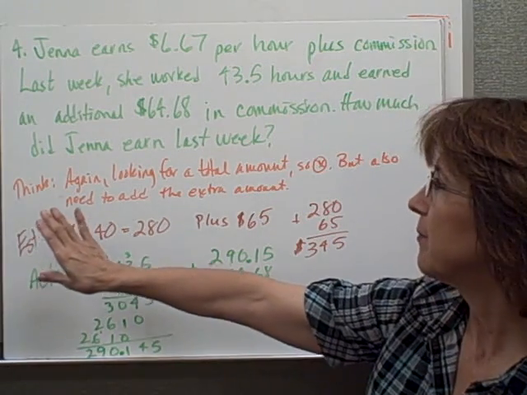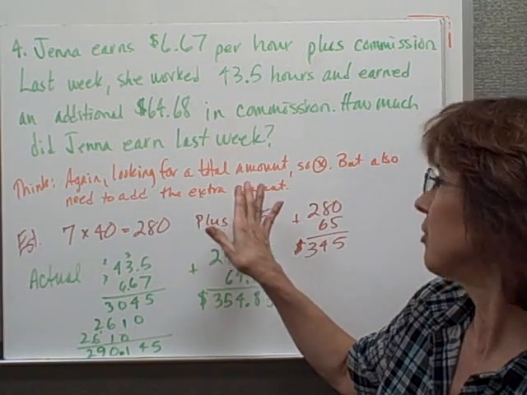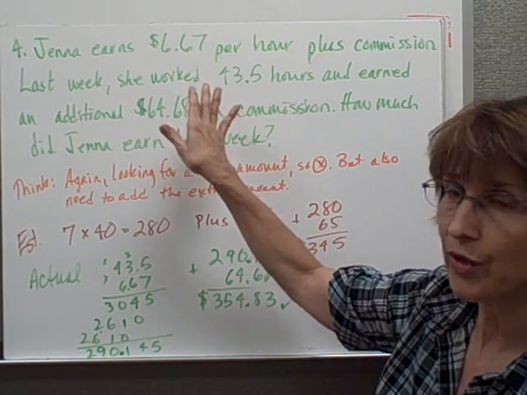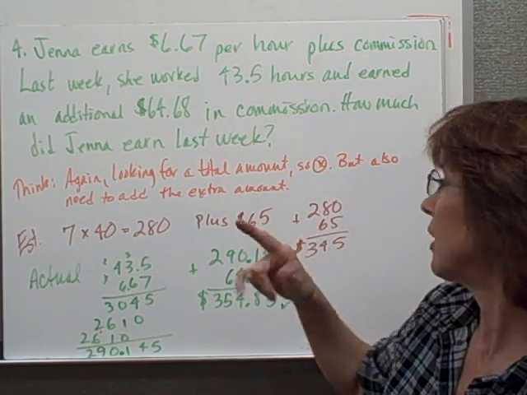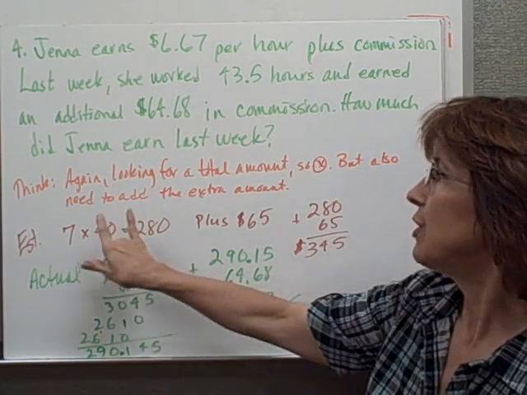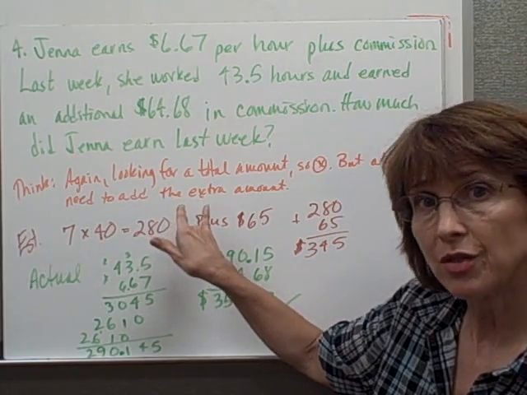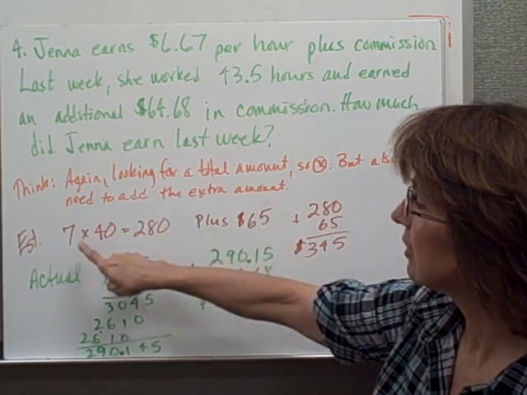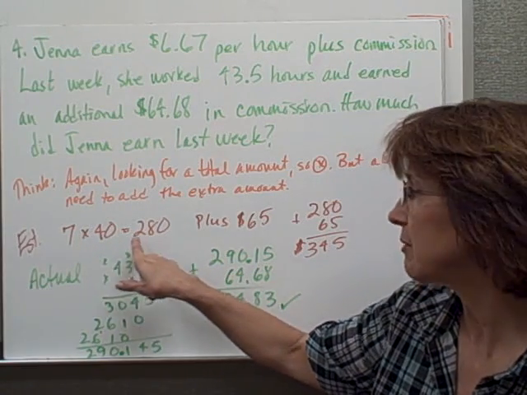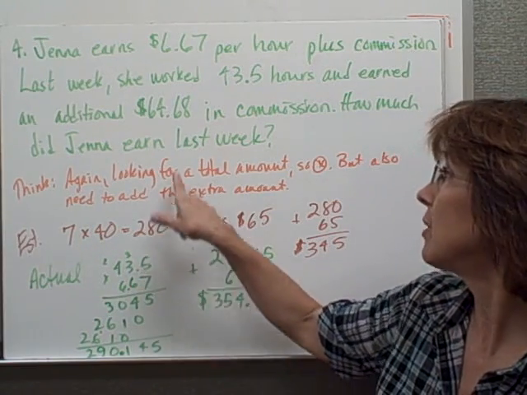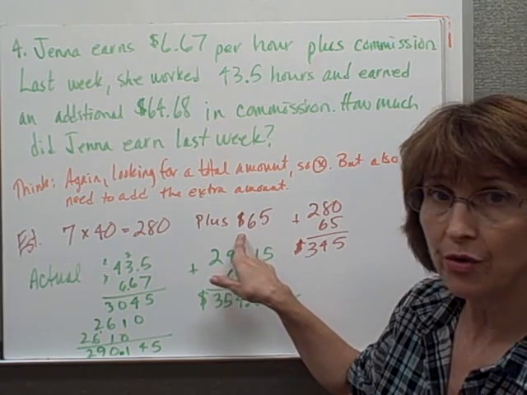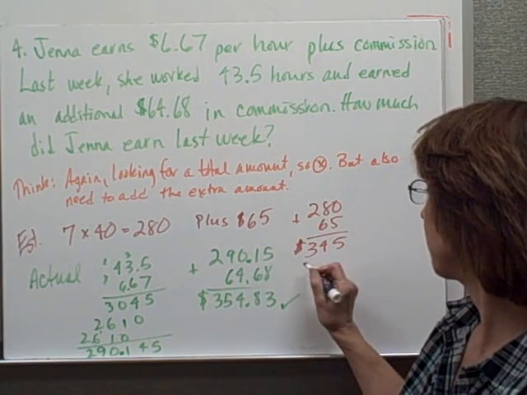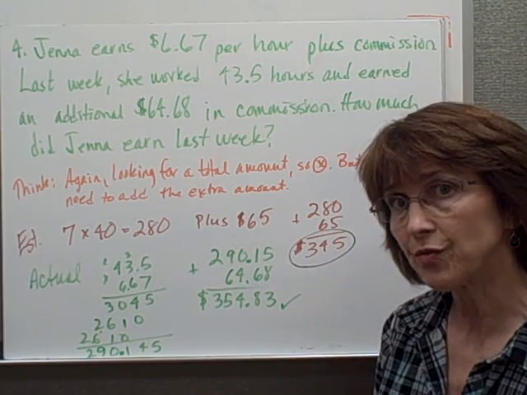Okay, so you've got to think. We're looking for a total amount here, but again, we can't add hours and dollars. That's not going to work at all. So we must need to multiply. But we also need to add the extra amount that she earned, this extra amount right here. So we're going to estimate. She earned about $7 an hour. She worked about 40 hours. That's about $280, plus the $65 she earned in commission. So you add all that up, and our estimate is about $345 for one week's work.